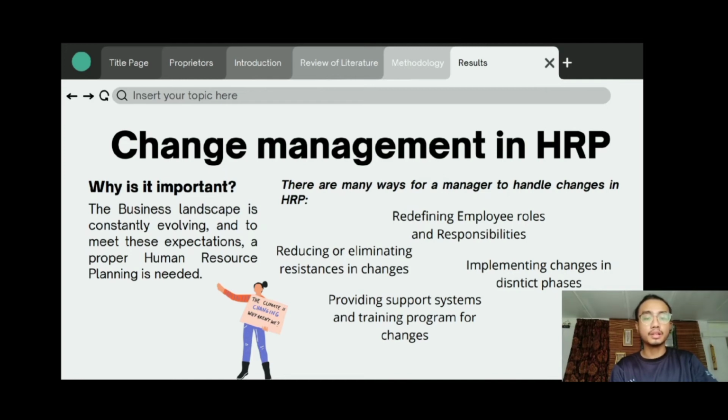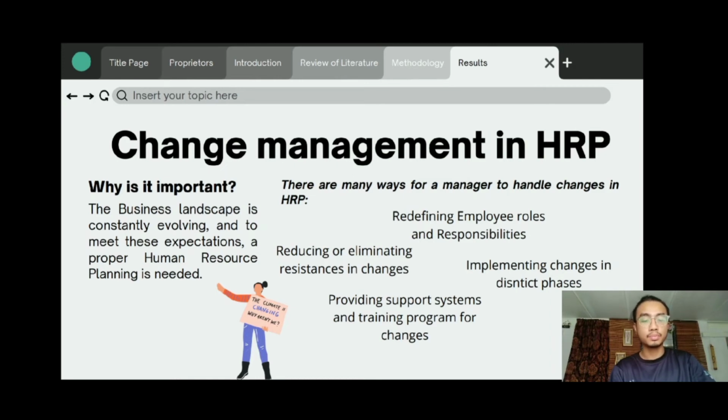The third one is implementing changes in distinct phases. It is best to implement changes slowly, as it is a means to not let the workflow in a company be disrupted by sudden changes. By preparing phases and outlining key roles ahead of time, a company's performance may even improve beyond expectations.